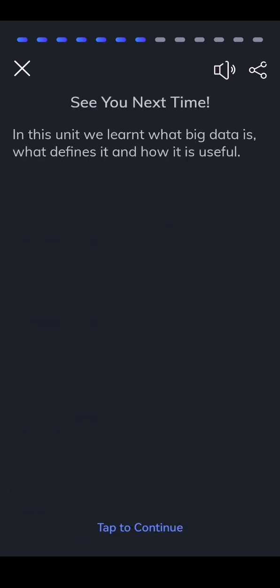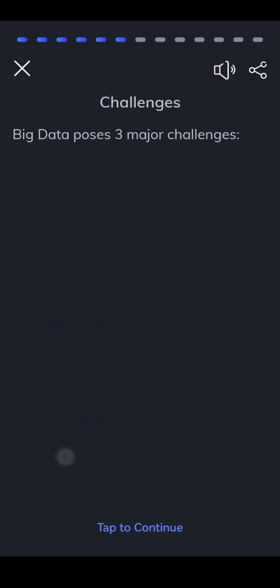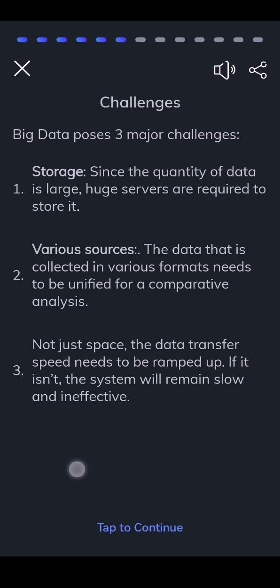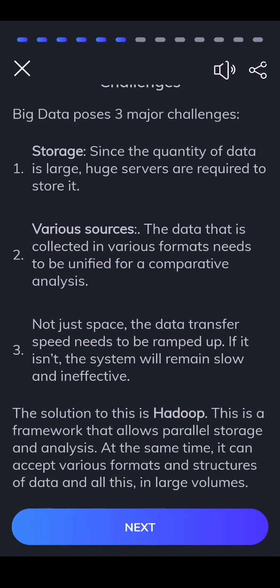The solution: in this unit we learned what big data poses. The solution to these challenges is Hadoop. This is a framework that allows parallel storage and analysis. At the same time, it can accept various formats and structures of data, and all this, in large volumes.